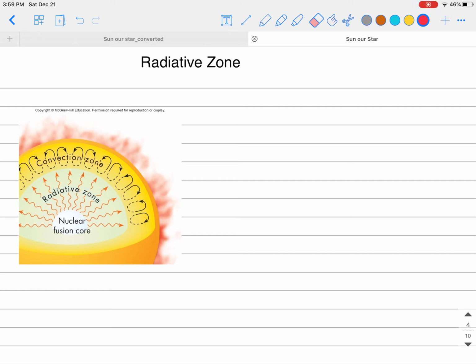In this video, I will be talking about the radiative zone of the sun. If you look inside this picture, this is the core here. The radiative zone starts from this point up to here. This is about 25% of the size of the sun, and this is about 70% of the sun. So the radiative zone extends from 25% to 70% of the radius.